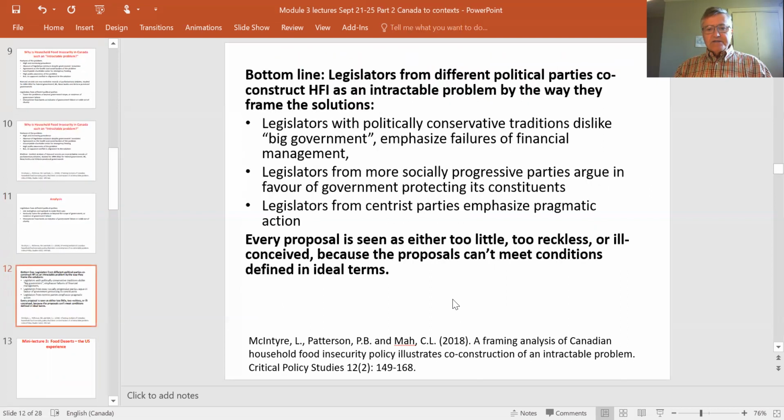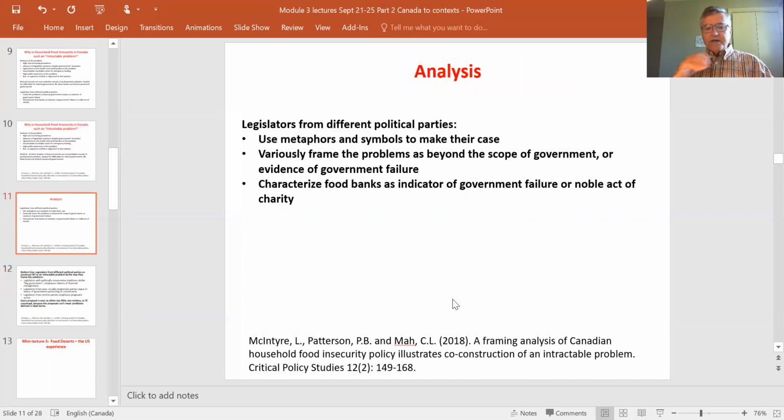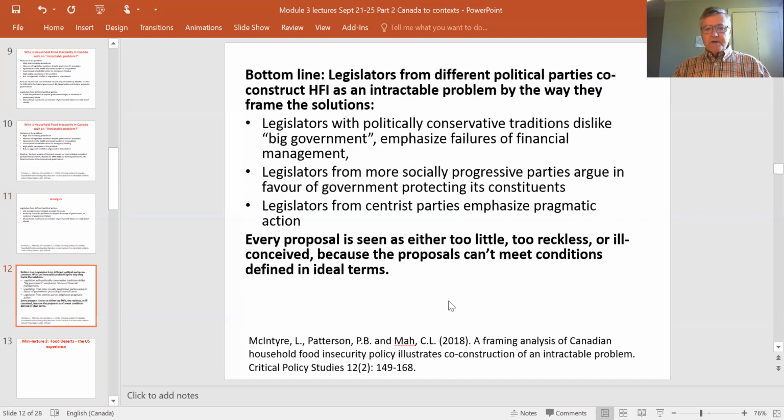This is the analysis they did, looking at the metaphors and symbols that the different groups are using to make their case. The bottom line is that legislators from the different political parties co-construct, so together they're creating this narrative that household food insecurity is intractable, right?